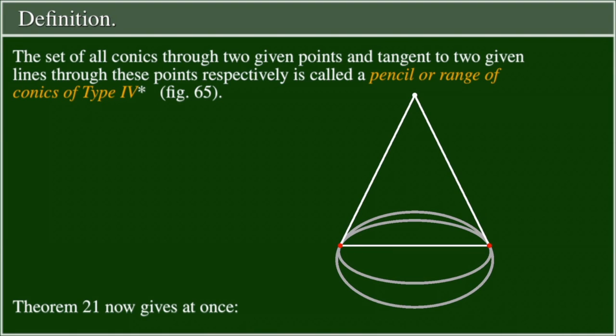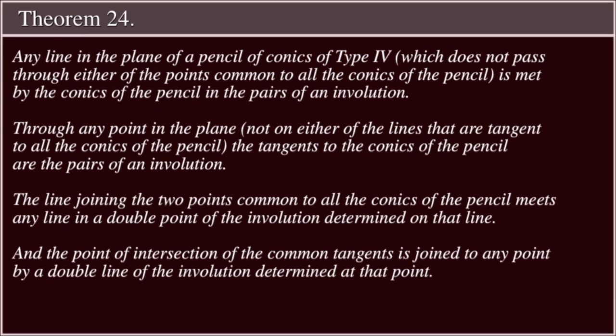Definition. The set of all conics through two given points and tangent to two given lines through these points respectively is called a pencil or range of conics of type 4. Figure 65. Theorem 21 now gives at once. Theorem 24. Any line in the plane of a pencil of conics of type 4 which does not pass through either of the points common to all the conics of the pencil is met by the conics of the pencil in pairs of an involution.